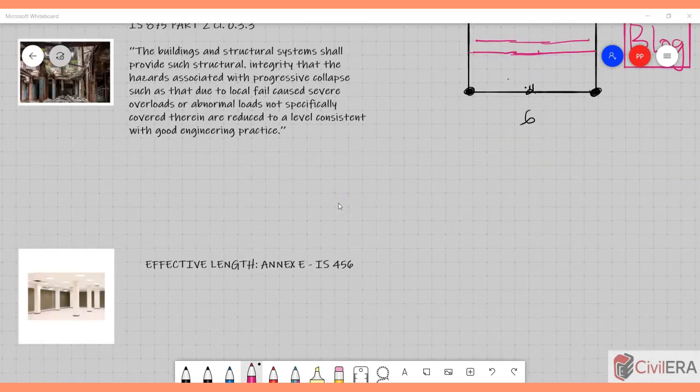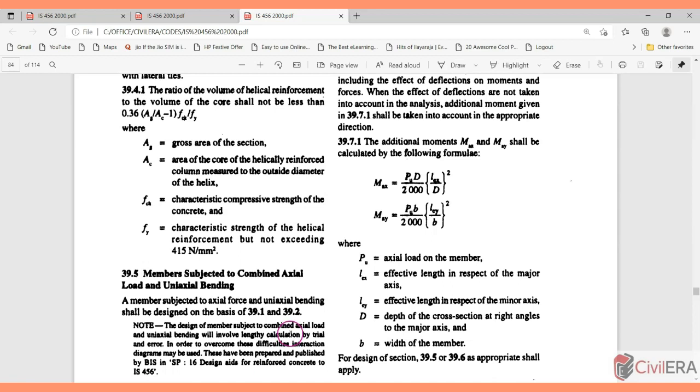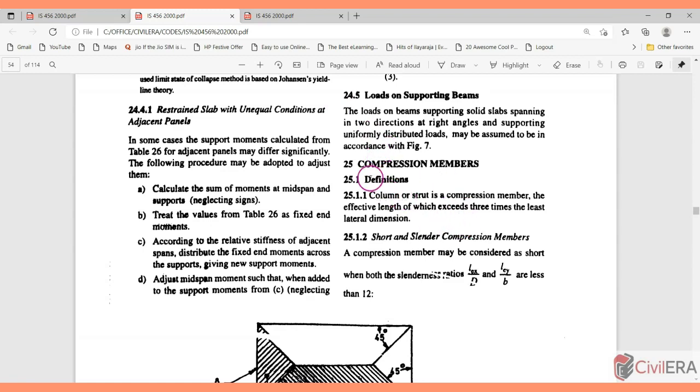So the next clause that I want to discuss is about effective length. For discussing effective length, let me take you to IS 456 this time, to the clause which talks about slender columns, or short and long columns. Here you can see that based on your effective length by depth or effective length by width ratios, whether it's more or less than 12, you will decide if your column is slender or not, short or long. If it's more than 12, it's a long column, and you have to calculate the slenderness moments and add that to the frame moments for your column design.